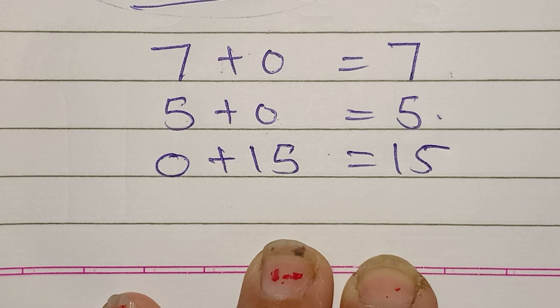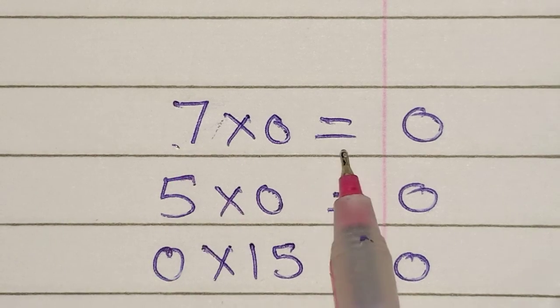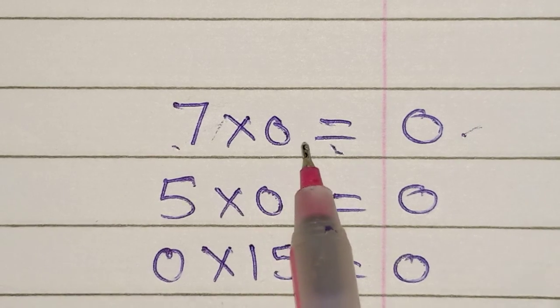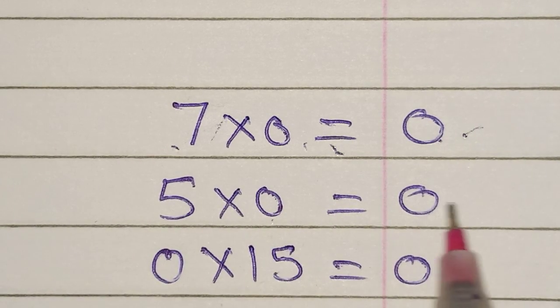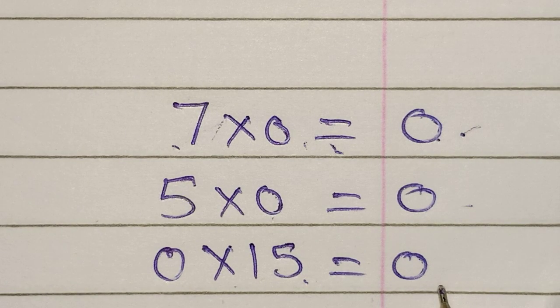Now let's see, 0 has a special role in multiplication too. Let's check how it is. When we multiply any whole number by 0, our answer is always 0. So 7 into 0, the answer is 0. 5 into 0 is 0. 0 into 15 is also 0. So 0 has a special role in multiplication and addition of any whole number.